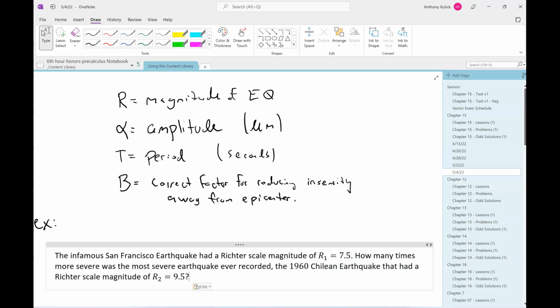Had a Richter scale magnitude of 7.5. How many more times severe was the most severe earthquake ever recorded? The 1960 Chilean earthquake had a Richter scale magnitude of 9.5.